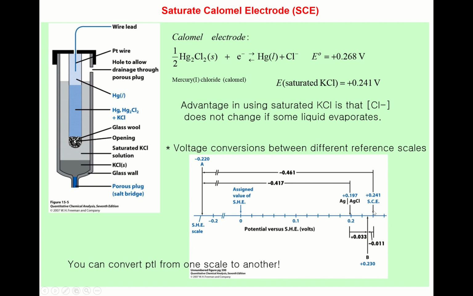But if you use the SCE as a reference electrode, you will get minus 0.461 volt, because there is a potential difference. To convert this potential to the potential with respect to SHE, you also have to add this value, 0.241 volt, and then you get the same potential here. So you simply add or subtract a constant value. Quite simple. Okay, let's temporarily stop here.